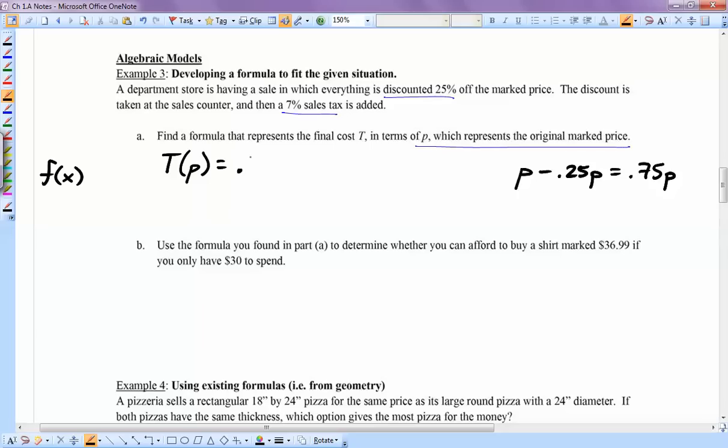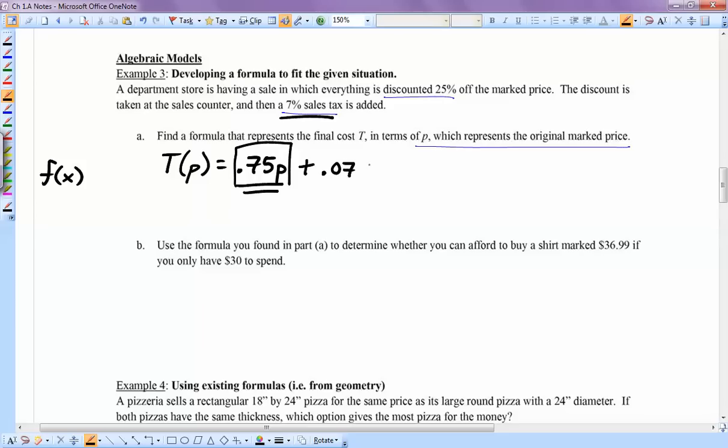So here's 0.75p. That's the price after the discount. Then we've got to add the 7% sales tax. So it's 7% tax on the discounted price. So I need to add to this 7% of this value. That's 0.07 of 0.75p.